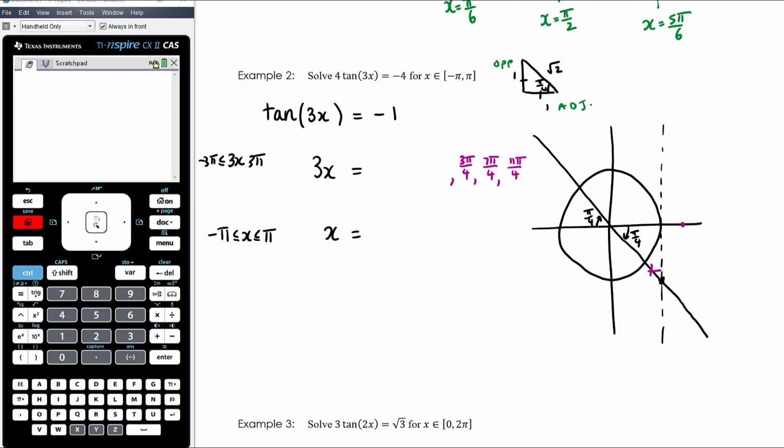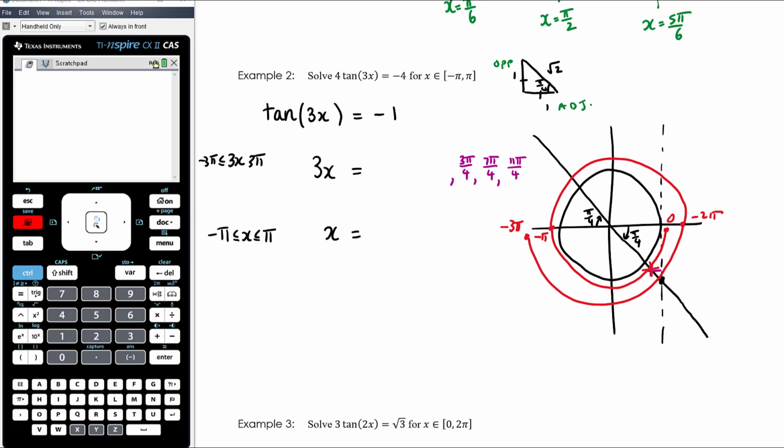Okay, so negative solutions, we're going to start at 0, and we're going to go in the opposite direction around to negative pi, around to negative 2 pi, and then back around again to negative 3 pi. And again, we find three negative solutions.